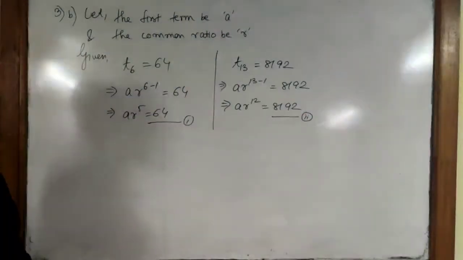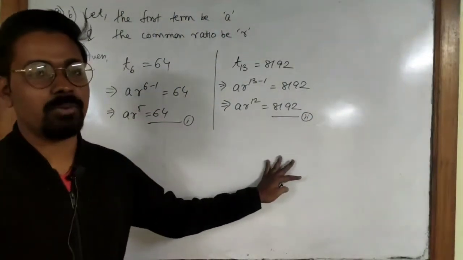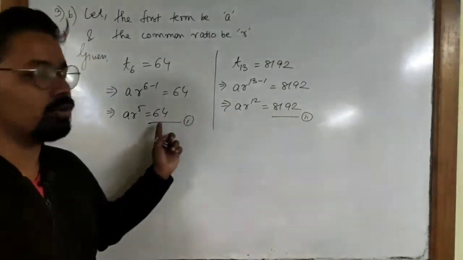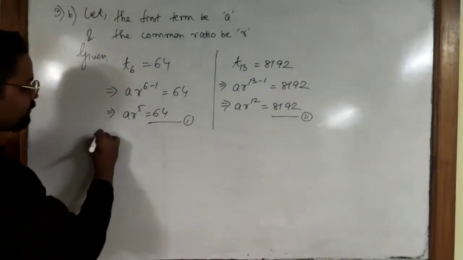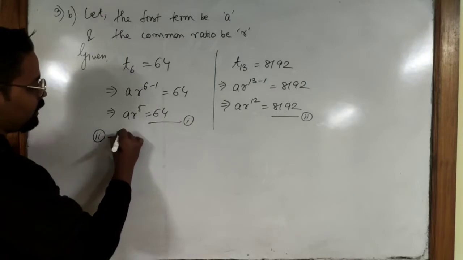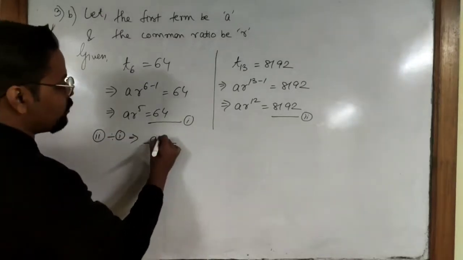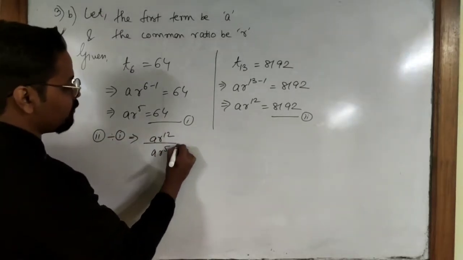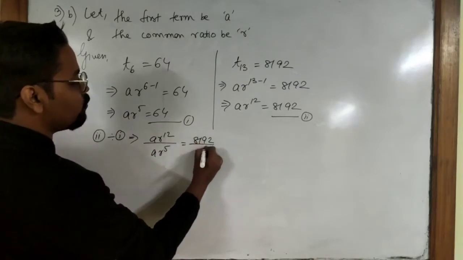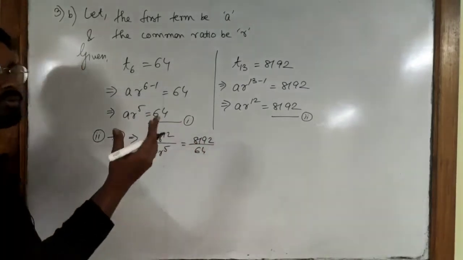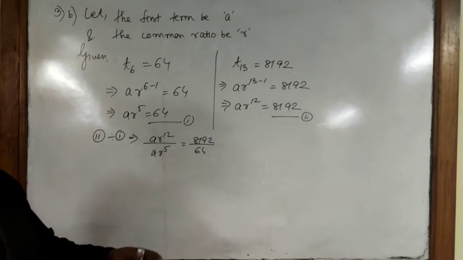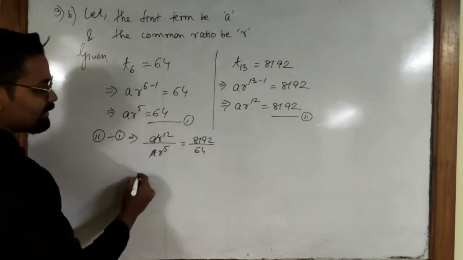So what we can do now is divide one equation by the other. It will be better if you divide the higher value with the lower value. So let's divide 2 by 1 and we will get a r to the power 12 by a r to the power 5 equal to 8192 by 64. You can divide the other way around as well. It just becomes a bit easier to calculate. So we can cancel a.